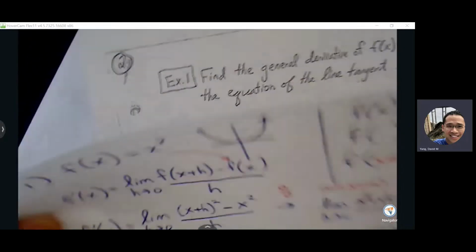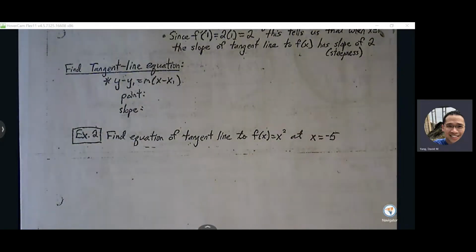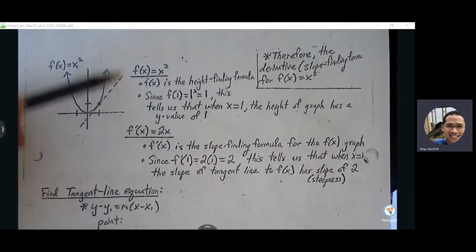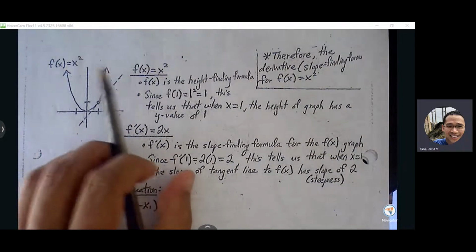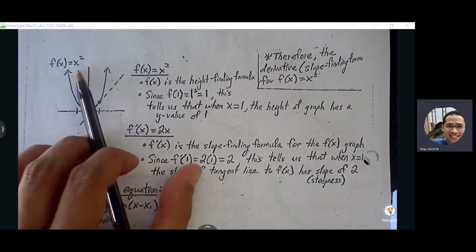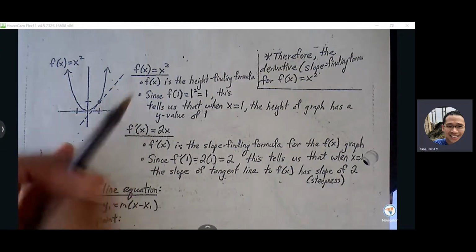Okay, so back to, let me pull up the page that we were on. Now, what we're going to do with that information is we're going to be able to build tangent line equations. Okay, so a tangent line equation. Let me first go through these notes here. We know that x squared is the function graph. We know that 2x is the derivative for the function.